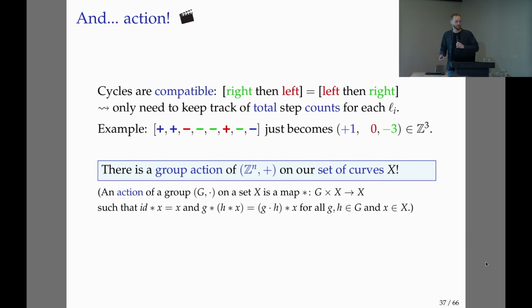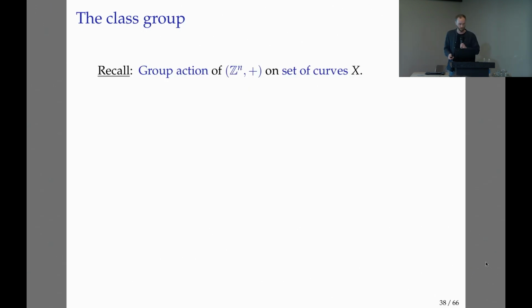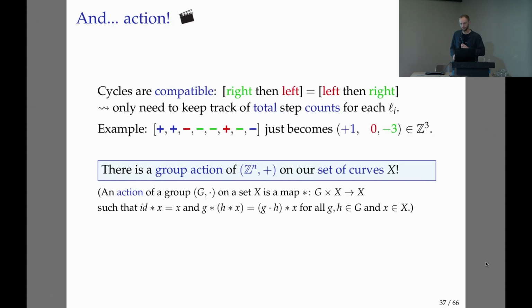Another way of phrasing this is that there's actually a group action of additive vectors. These are like exponent vectors. They count how many steps of each Li, and because of this compatibility, you can actually compute the action. If you add vectors here, it corresponds to just executing them one after another, which is just the thing you want for a group action.